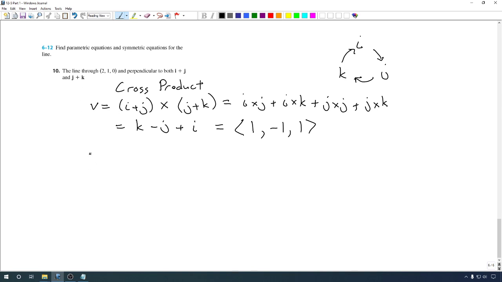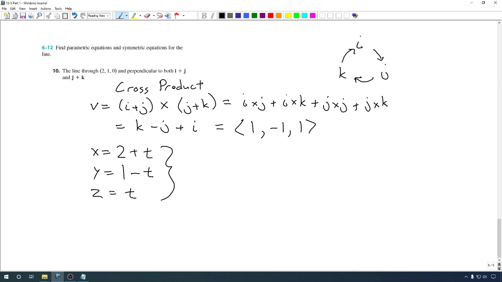So what do we have? We have x is our x coordinate of 2 plus 1 times t, so just plus t. y is going to be our y coordinate of 1 plus negative 1 times t, so minus t. Then finally z, well, our z coordinate is 0, so we'll just leave that one out. But then we have plus 1 times t, so z is t in fact. So these are our parametric equations.